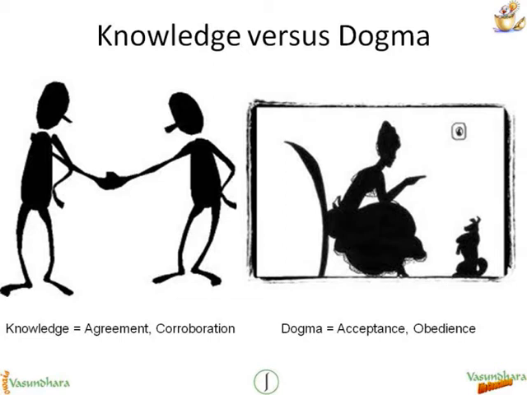Knowledge, when there is an agreement, when both the people are on the same side, then in knowledge there is agreement, there is corroboration. You are two equals, shaking hands, agreeing. In dogma, there is only acceptance and obedience, like the dog there. You are always the dog when you are following dogma.